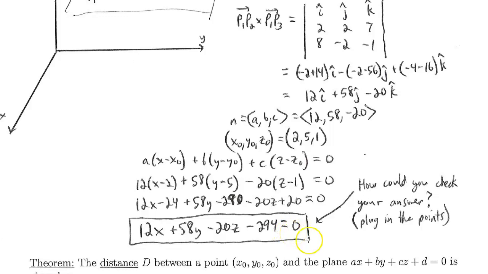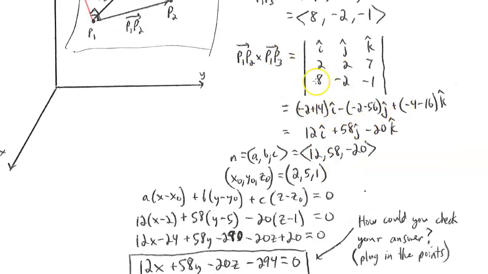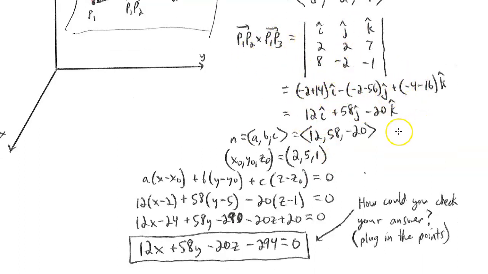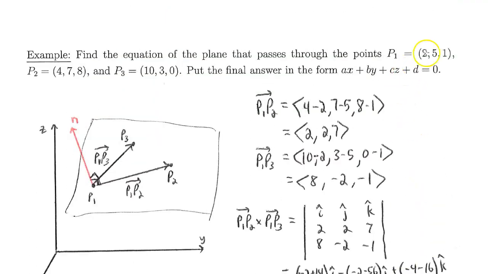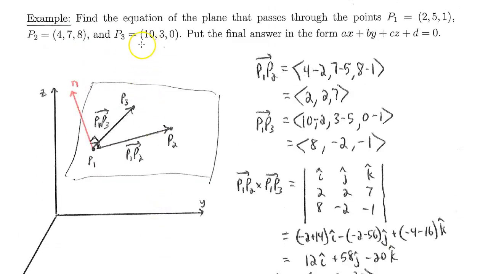Now, how could you check your answer? Because it would be very easy to have made a mistake up here, messed up a minus sign or something, particularly when you're doing this cross product. It's easy to get something goofed up. How could we check our answer? Well, go back up to your original points and plug them into this equation, see if you get a true equation here. So for example, take P3.